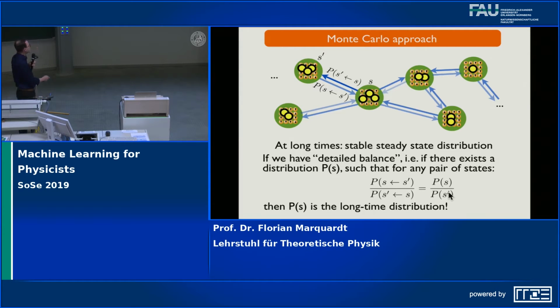So in principle I have a lot of freedom to choose these transition probabilities, and if these conditions are fulfilled, then that's a very special choice. Okay? But let's assume that this is fulfilled.